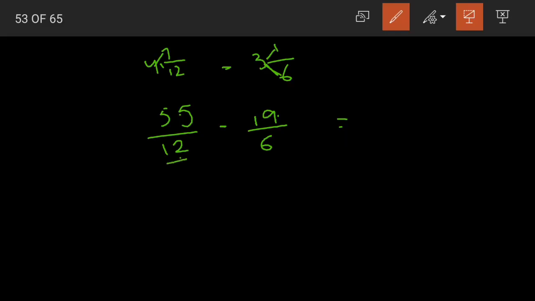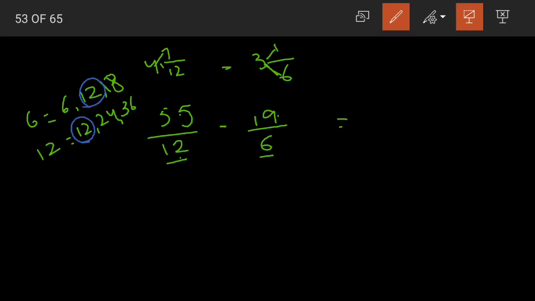Here both are unlike fractions, right? Both are having different denominators. So we have to take the LCM. We have 6 ones are 6, 6 twos are 12, 6 threes are 18, 12 ones are 12, 12 twos are 24, 12 threes are 36. The LCM or the least common multiple is 12.